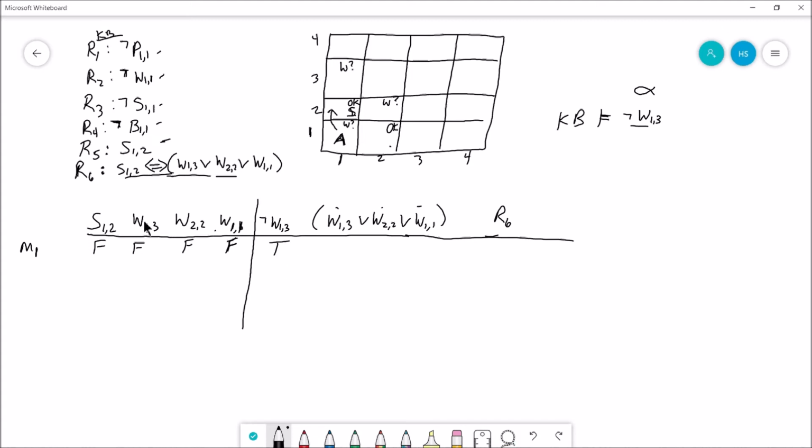So what does that mean? Well, if W13 is false, that means no Wumpus is in there, which would mean that this is true. There is no Wumpus in W13. Now, what about this right here? W13 or W22 or W11, they're all false, so false. So this statement is saying, is there a Wumpus in any of these squares? False. It is false that there are Wumpuses in any of these squares.